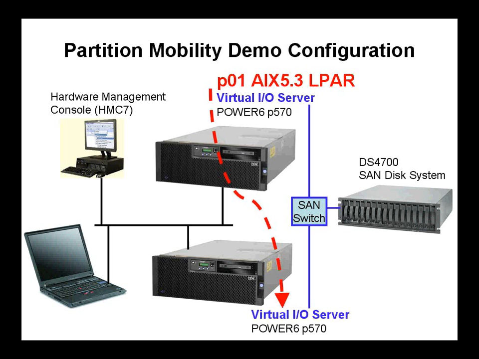In this case we have a partition called P01 and it's running AIX 5.3 maintenance level 7. The virtual I.O. server is also presenting this logical partition with a virtual network. So P01 has a virtual disk and a virtual network to do all its I.O. to and from via the virtual I.O.